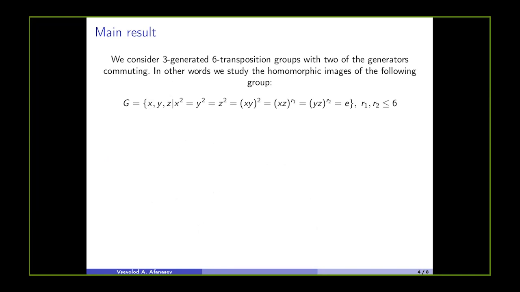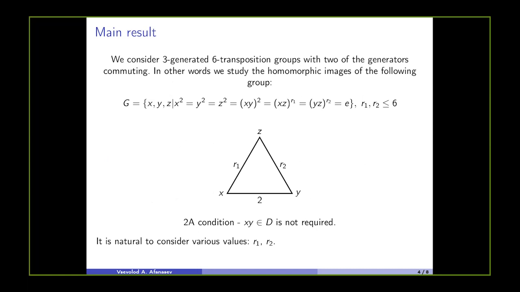And to be a bit more graphical, no pun intended, we present this picture. So at the edges of the triangle, there are the generators, the involutions X, Y, and Z, and the weights of the vertices, if I may so say, mean the order of their product. So X and Y, the product of X and Y has order 2, so they commute, and the other orders are R1 and R2, which run from 1 to 6 due to the 6 transposition property.